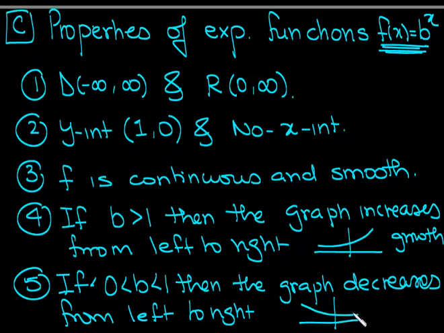It went like this. When b was a half, you notice that it was a decay, so we called it a decay. Okay, it was decaying. When b was 2, it was going up. When b was 1/2, it was going down, because b was between 0 and 1.